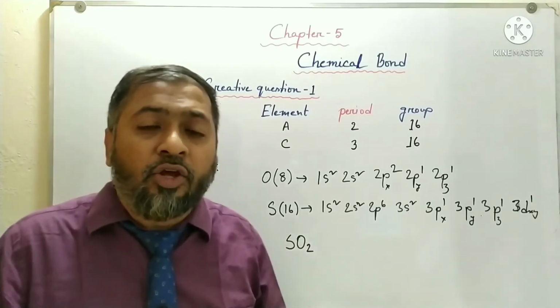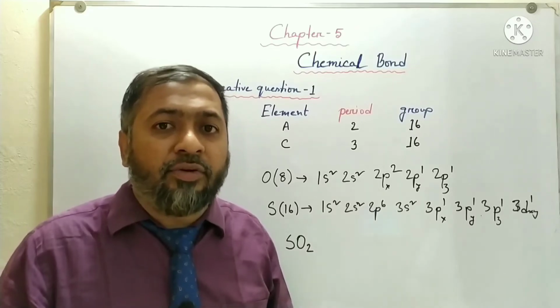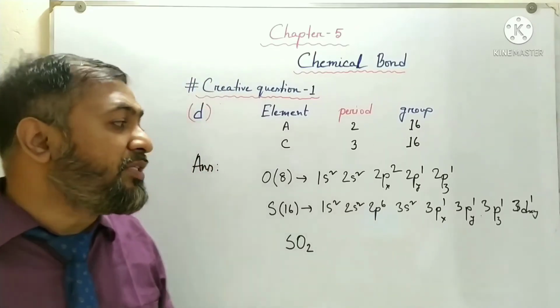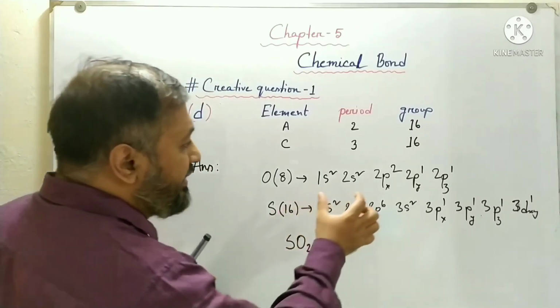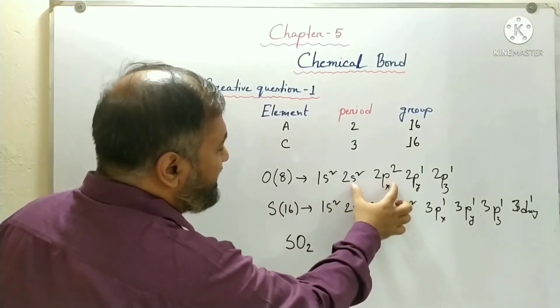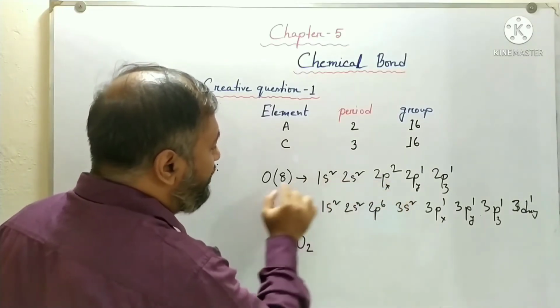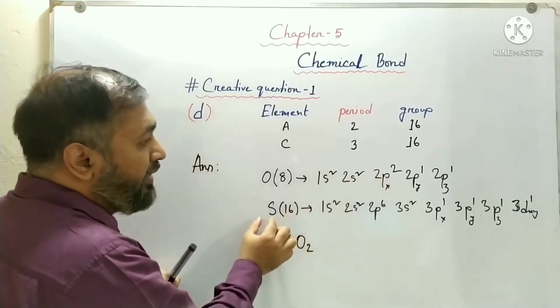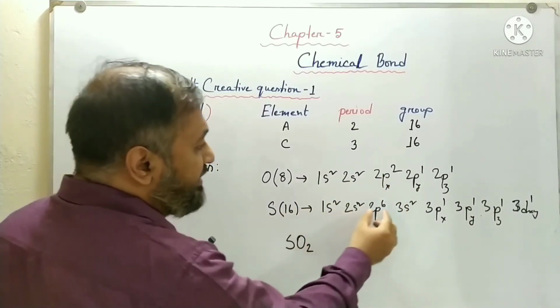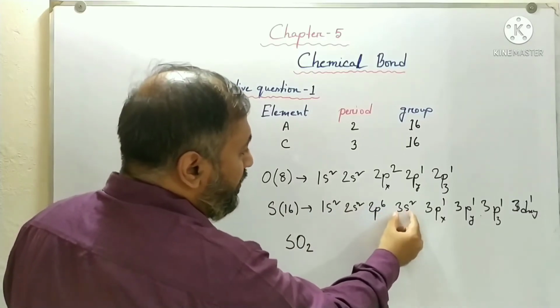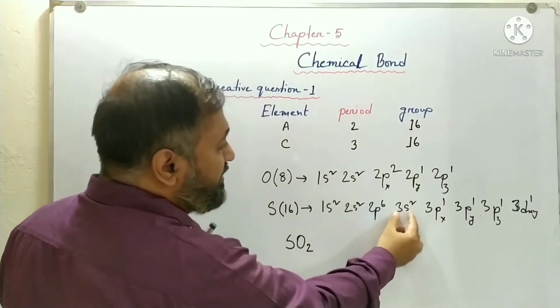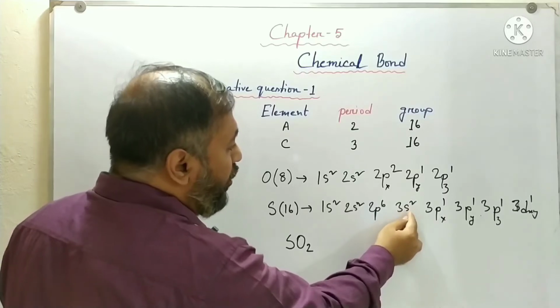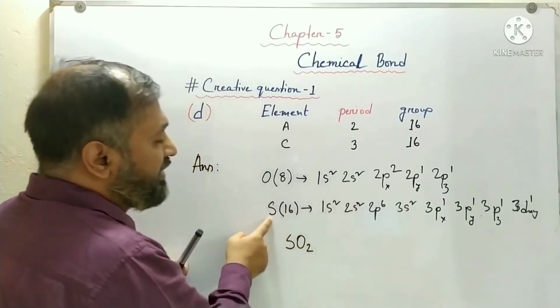I repeat once again, the total number of paired electrons present in the outermost principal energy shell. So you can see there are 2 paired electrons present in the outermost principal energy shell of oxygen. So these are 2 lone pair electrons. Similarly, in sulfur there is 1 paired electron present in the outermost principal energy shell. So this is a lone pair electron of sulfur.